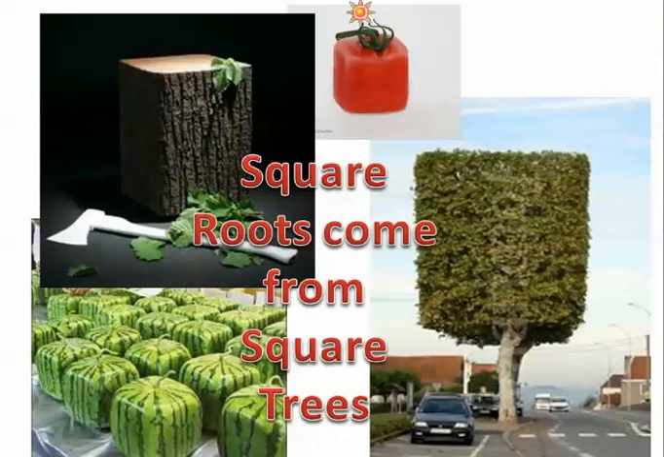So, what we're talking about today, what? Square trees? Anyone ever seen a square tree like that? Or a square tree like that? Or a square tomato? Or how about a square watermelon? You know what all these have in common? Square roots. Okay, long way for a bad joke. Square roots come from square trees. No, they don't. Square roots come from solving quadratic equations.